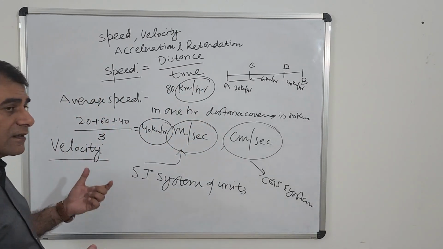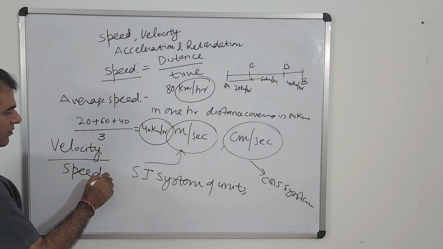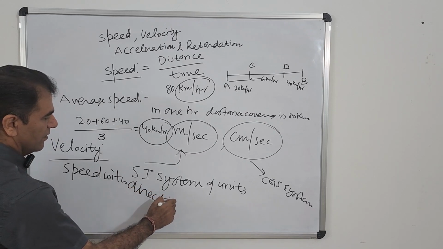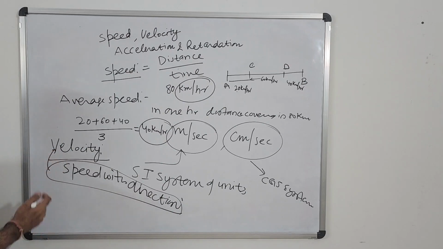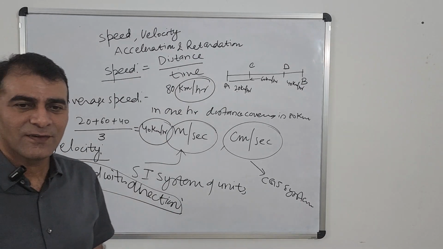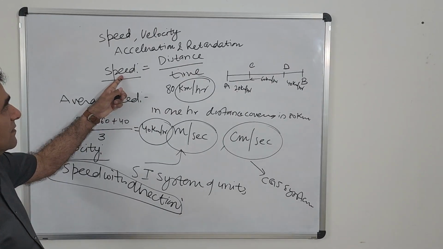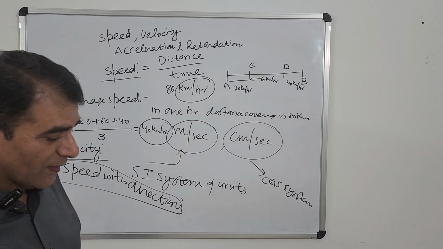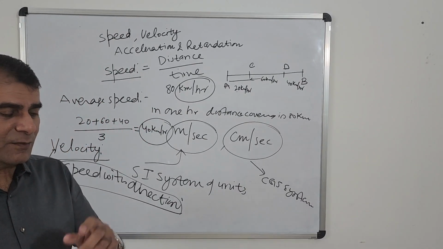Now velocity is nothing but speed with a direction. Speed with a direction is called velocity. Very simple. So speed is a scalar and velocity is a vector quantity, right? I will give you one example for this.